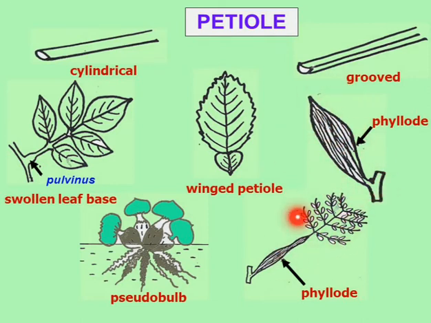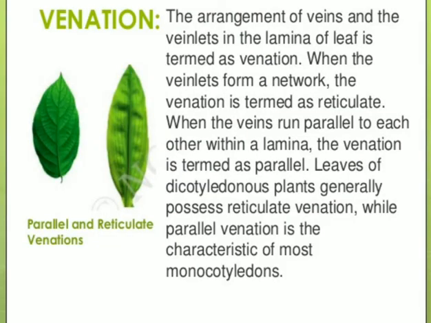It could be winged, that is, the petiole has a wing-like structure. Now, if the petiole is thickened and succulent, this is called phyllode. And in some aquatic plants, the petiole is swollen into a bulb-like structure and it is difficult to demarcate which portion is the leaf and which portion is the petiole. Such a structure helps maintain the buoyancy of the leaf, keeps it floating, and it is also called a pseudobulb.